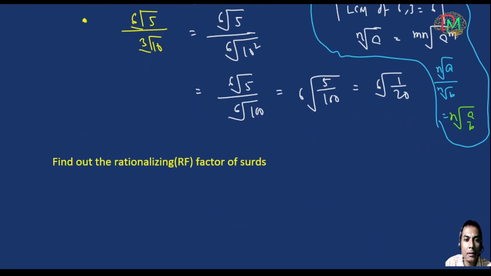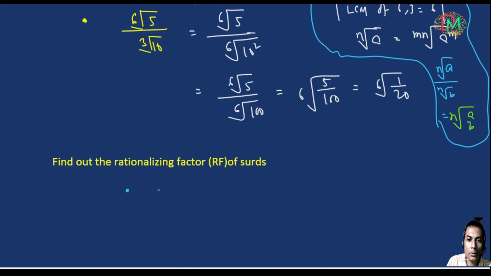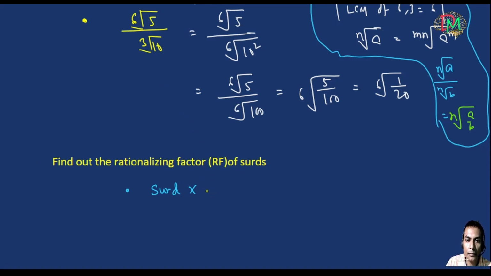Next we learn the rationalizing factor, or RF, of surds. So what is an RF, or rationalizing factor? It is also a surd that we multiply with the given surd to get a rational number. So if we multiply one surd with its RF, we get a rational number.